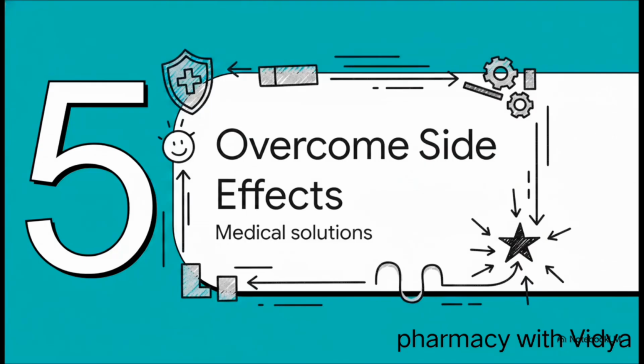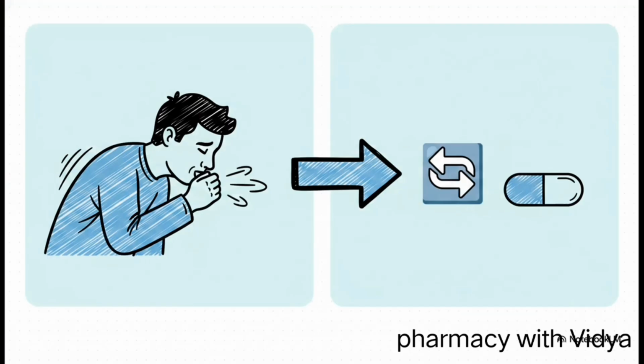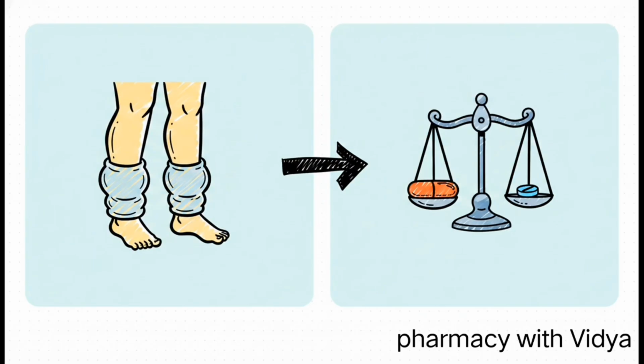And finally, Section 5, overcoming side effects, because there are absolutely medical solutions to all of this. Let's circle back to that annoying ACE inhibitor dry cough. If a patient gets stuck with this, the fix is actually super simple. A doctor can just switch them over to an ARB. Since they work a bit differently, the ARB controls the blood pressure without triggering that frustrating cough. Problem solved.